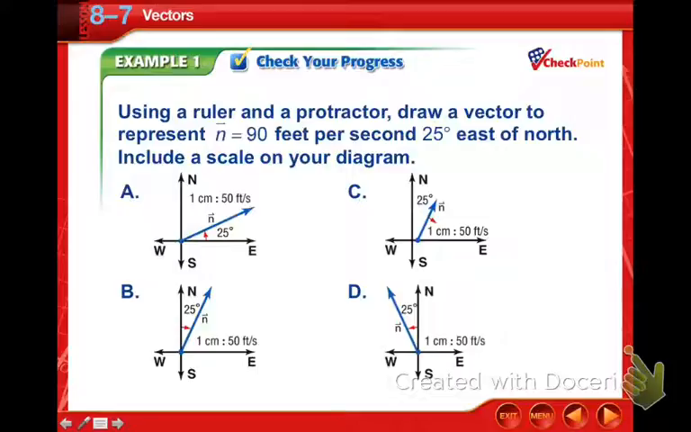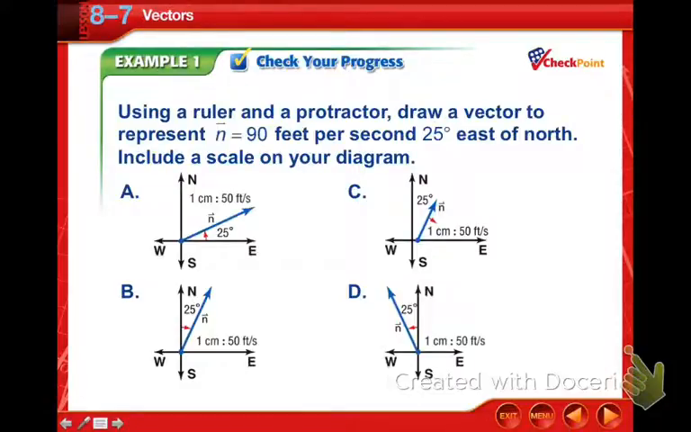So here we have 25 degrees east of north, so that's going to be to the right of north. That's our 25 degree angle. The only one that really shows that is B. I think C is trying to, but there's definitely an error going on there. And for 90 feet per second, we are given a scale: 1 centimeter should be 50 feet per second.